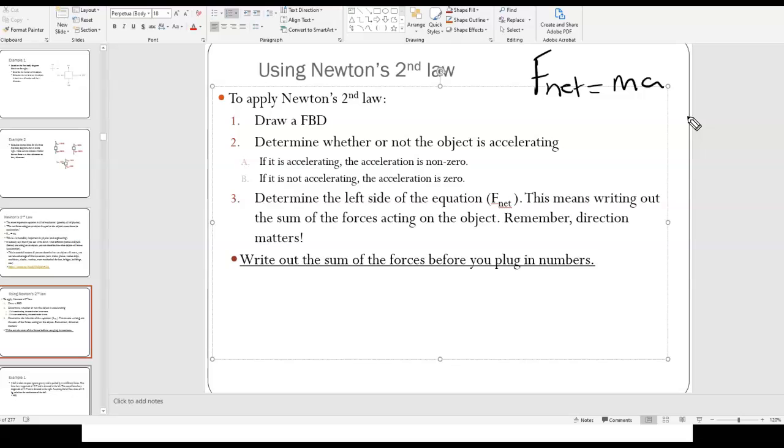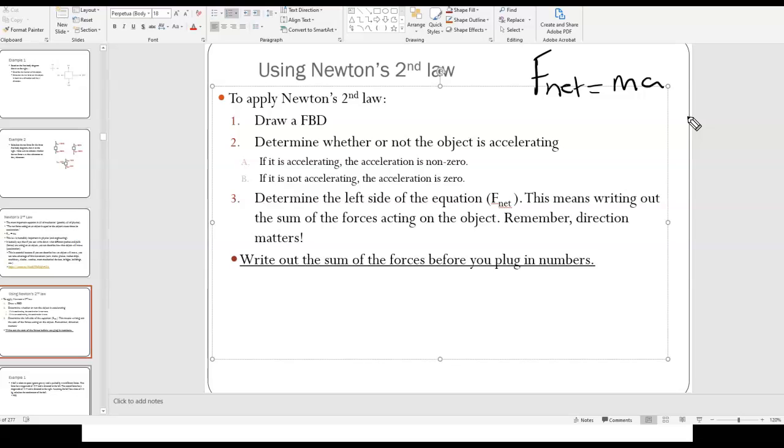Step 3. Once you figure out the right side of the equation, you figure out the left side. Determine the left side of the equation, the net force. Remember, net force is equal to mass times acceleration, but net force also has its own definition, because it is the sum of the forces acting on an object. This means writing out the sum of the forces acting on the object on the left side of this equation.